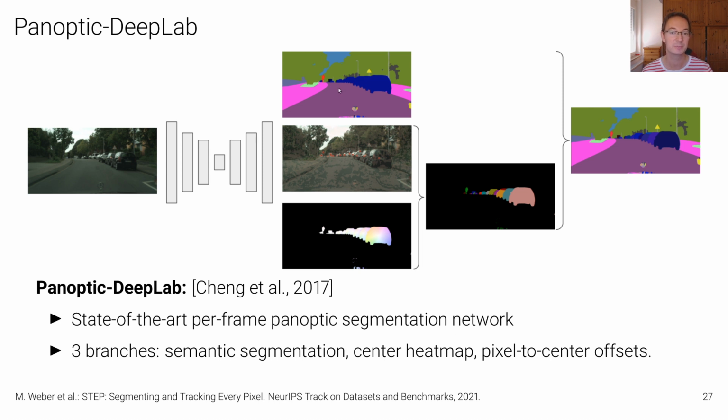In the first branch, it predicts semantic segmentation. In the second branch, it predicts a center heat map. And in the third branch, pixel-to-center offsets, which can then be used to obtain the instance segmentations. And then these are combined into the final panoptic segmentation result.